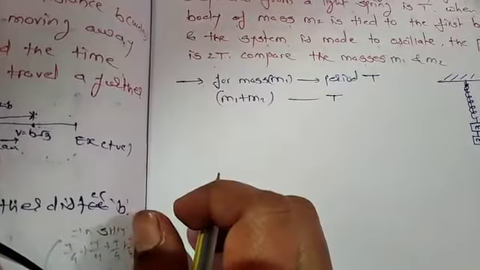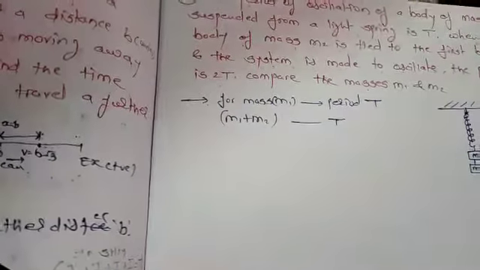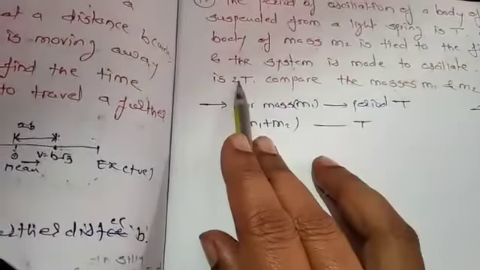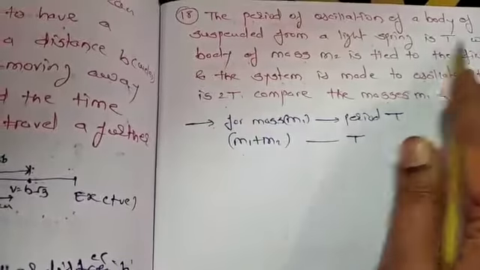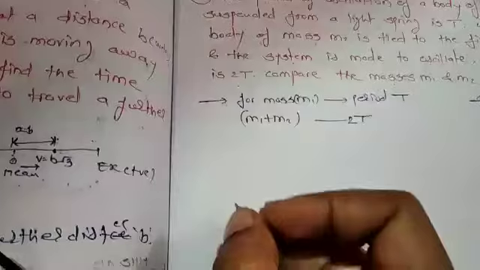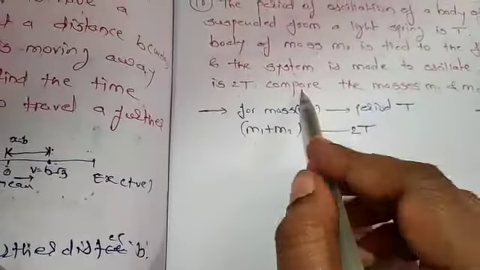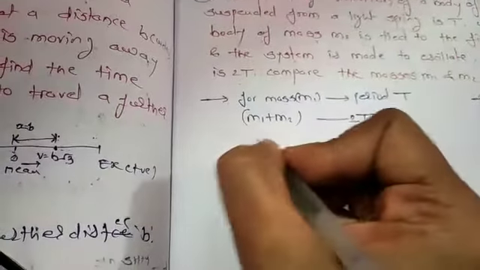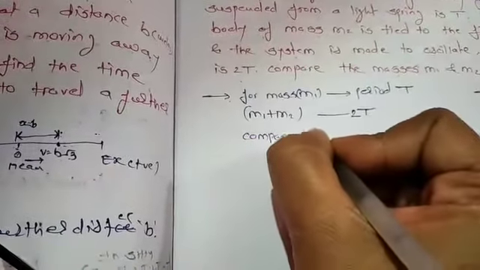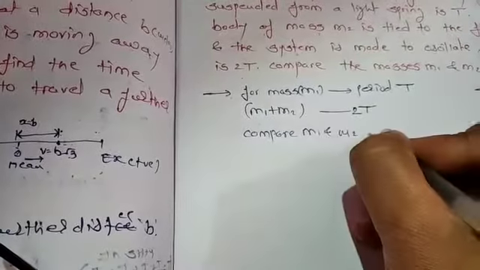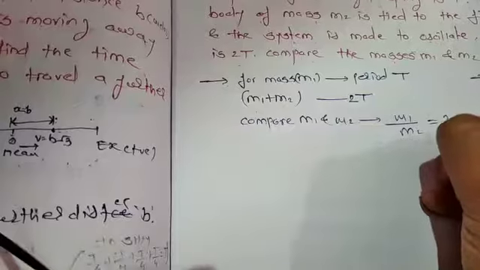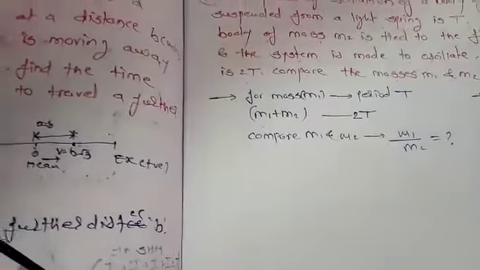So the next is, here this is m1 plus m2, and when the two masses m1 and m2 are tied, then the period is 2T. So we have to write here 2T. What we have to find? Compare the masses m1 and m2. That is, m1 by m2? We have to find this.